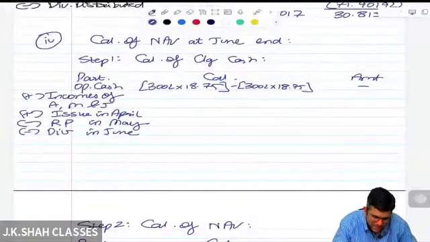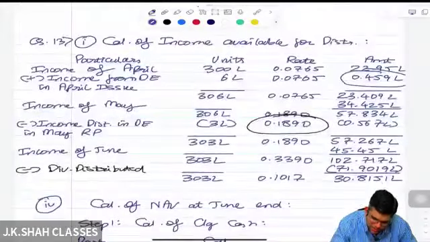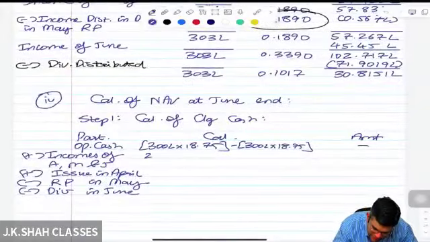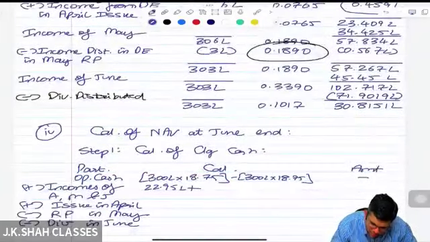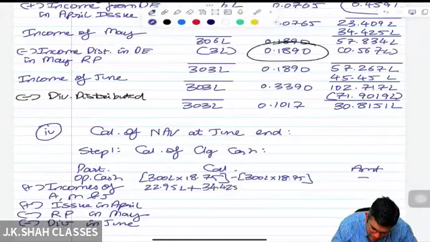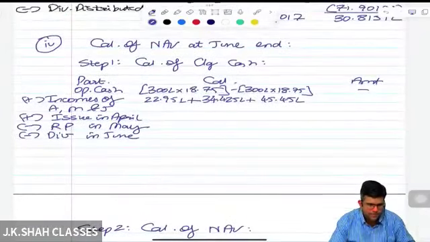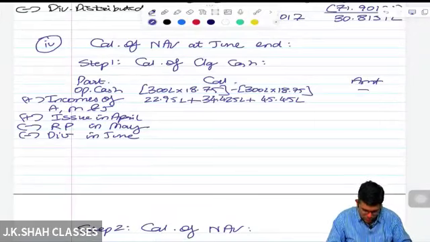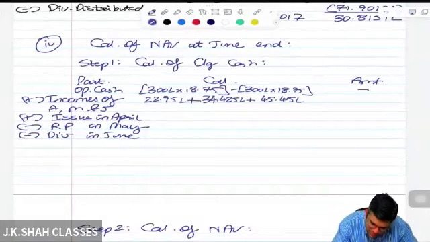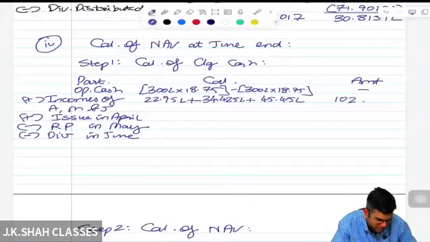Okay, let's start. Incomes of April, May and June. Income of April 22.95 lakh. Income of May 34.425. Income of June 45.45. Okay, I'll do it. So 22.95, 34.425, 45.45. This is 102.825 lakh.